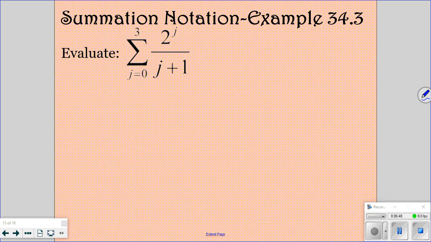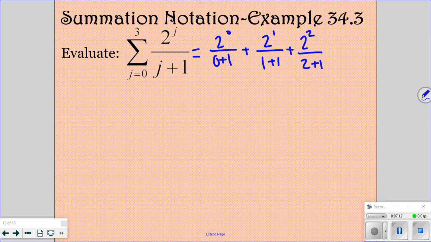Now we're going to look at another example. For this one, we're going to start off by plugging in 0. So I'm going to actually write this out, and then we'll simplify them in a minute. So when I plug in 0, that's what I would get. When I plug in 1, I would get this. When I plug in 2, it looks like that. And when I plug in 3, it looks like that. And I did it out like this because it wasn't super quick to do in my head.